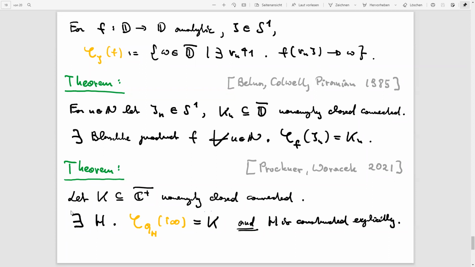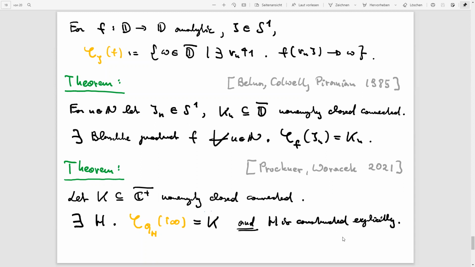I mean, the existence of this is in view of the theorem of Bellner-Cordell-Piranian a triviality, but what we do is that we actually construct the Hamiltonian explicitly, which is a very nice construction. And actually, I've prepared the proof of this theorem as a proof I wanted to present you, but if I look at the time, that will not happen.